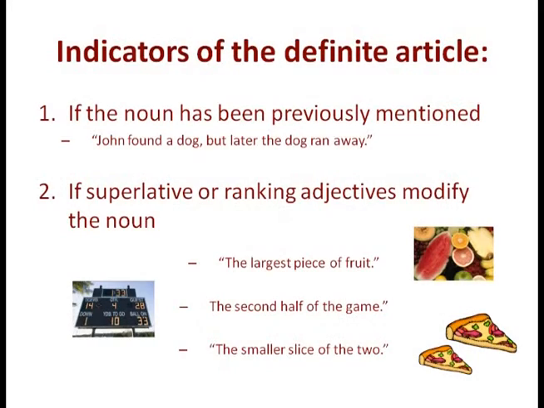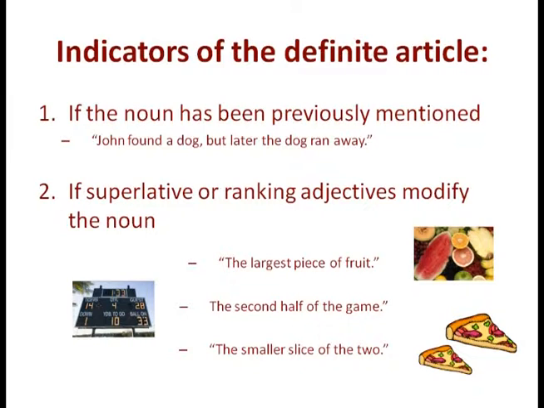The Writing Center at Rensselaer University points out several contextual and grammatical structures that trigger the use of the definite article. If a noun has already been mentioned in the conversation, it is definite by context. If you say, John found a dog, but later the dog ran away, you use the at the second mention of the dog. If superlative or ranking adjectives modify the noun, they are emphasizing a specific noun.